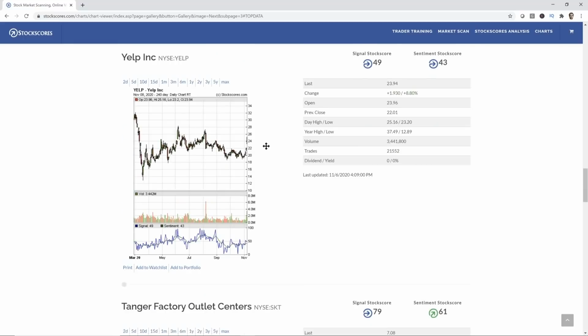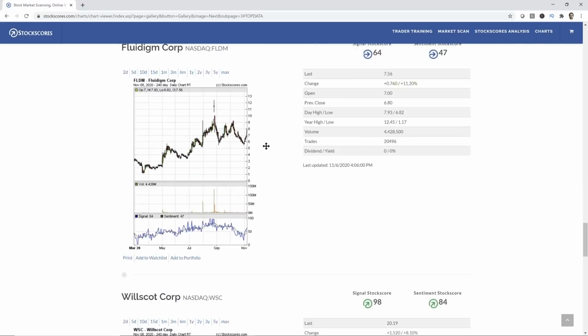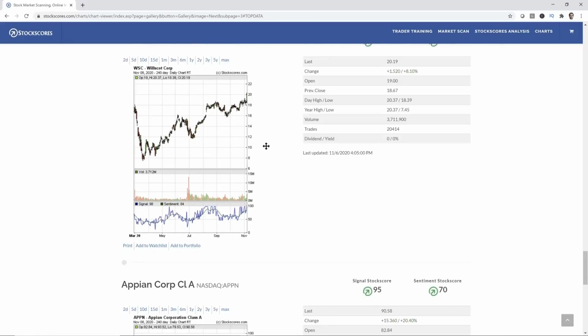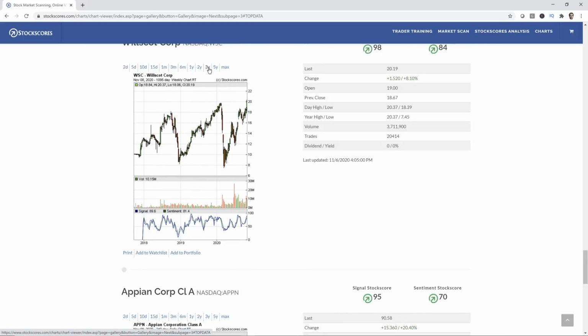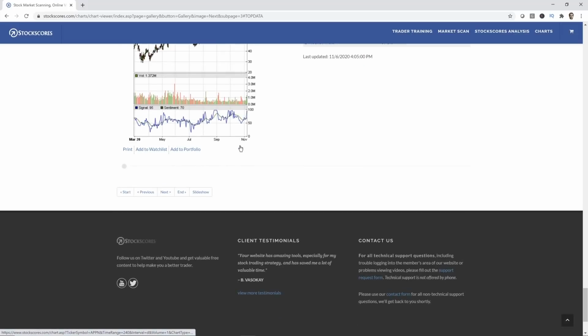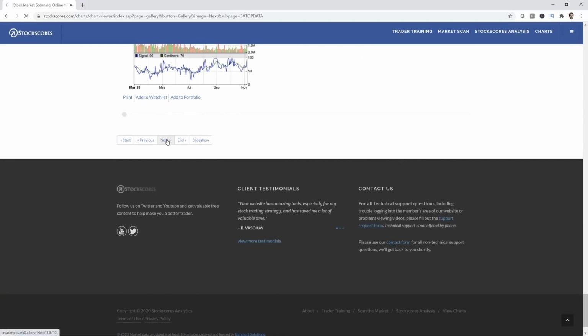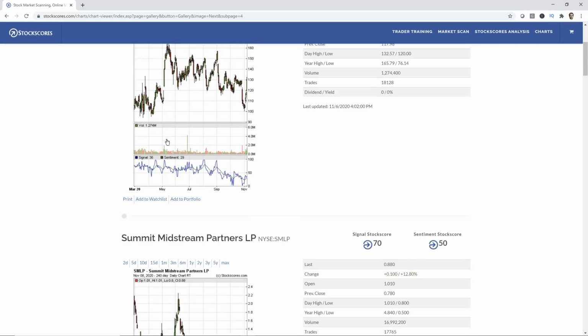So we just keep cycling through and still don't see anything I love. Let me just take a look at this one on a 3-year. Breaking out, but not starting a trend. It's been going up for most of 2020. So I'm going to pass on that. We'll do one more page here and then we will call it a day.